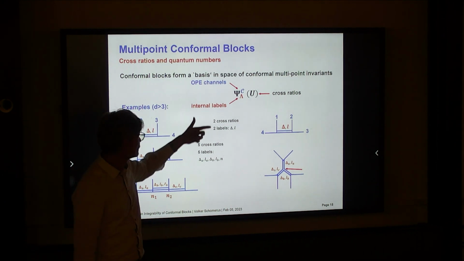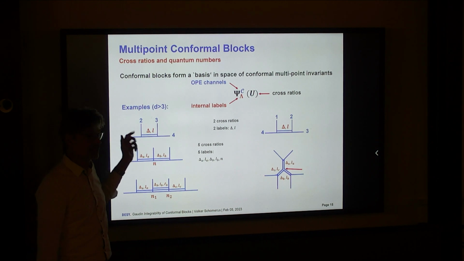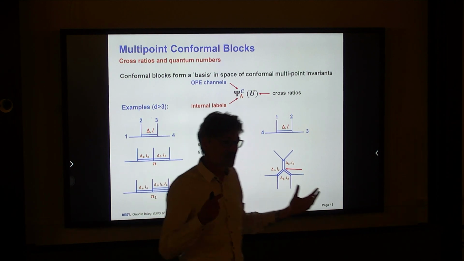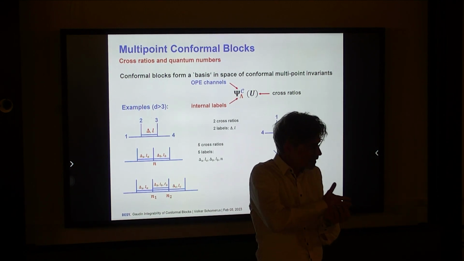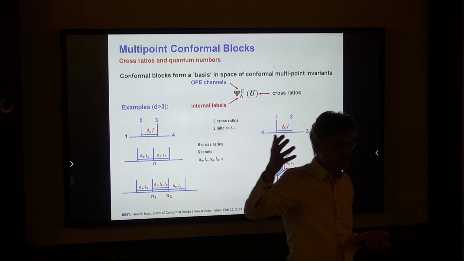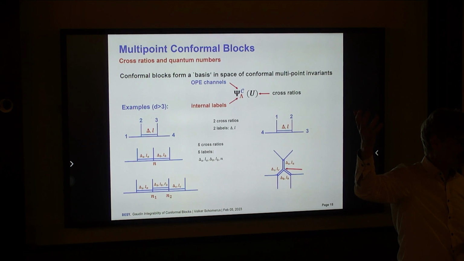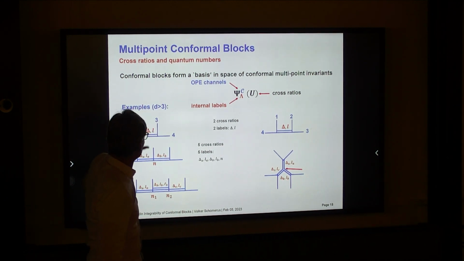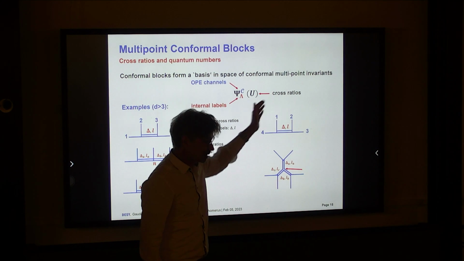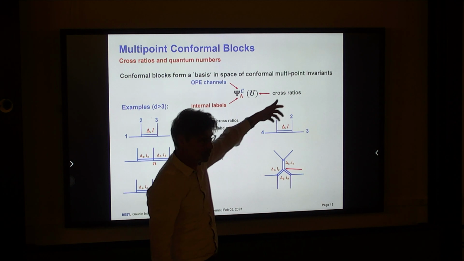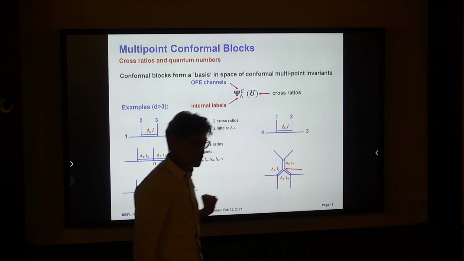We have 2 cross ratios, and there are also 2 labels, right? So the 2 labels, spin and weight, and of course the number of cross ratios and the number of labels have to agree, because these are roughly a basis of objects in which you want to expand. Like in the Fourier basis, if you have functions in d variables x, you need d momenta, a basis of functions in d momenta. So it has to be the same number. And of course, for a 4-point function, you can have different channels. For instance, here you take the 1 and 2 OPE first, here you take 1 and 4 first, and that's a different channel.